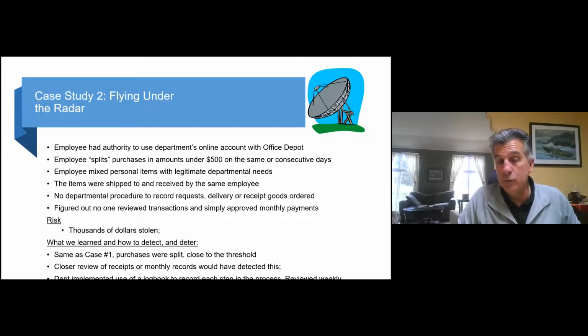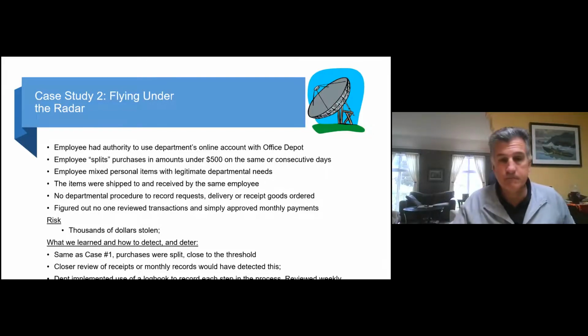So the same employee who put the order in would receive that order when it arrived at UCSF in a day or two. The department did not have a procedure to record the requests, to record the delivery or the receipt of the goods that were ultimately ordered. And the employee figured out that no one reviewed the transactions on an individual basis and simply just approved the monthly total at the end of the month. Risk here, thousands of dollars were stolen.